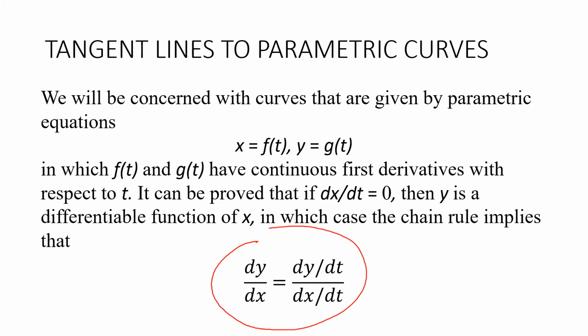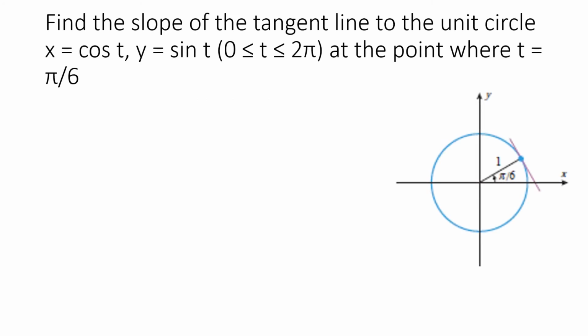This formula makes it possible to find dy over dx directly from the parametric equation without eliminating the parameter. Okay, so let's have an example. Find the slope of the tangent line of the unit circle x is equal to cosine t, y is equal to sine t, where t is greater than or equal to 0 but less than or equal to 2 pi, at the point where t is equal to pi over 6.